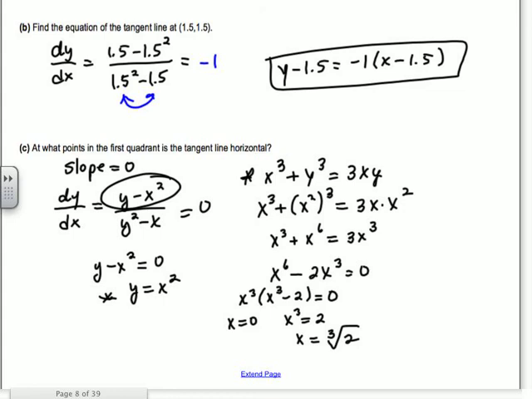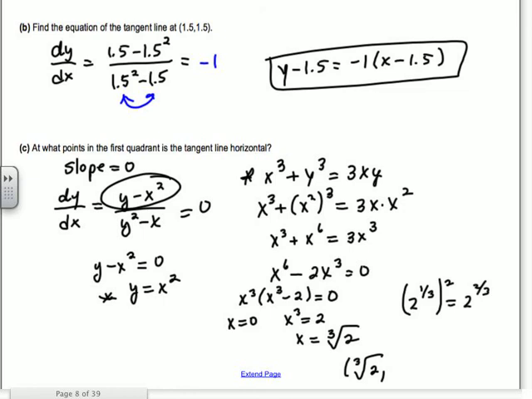Okay. Now notice I said at what points you would go back and find y. But that's pretty easy to do because y is just equal to x squared. So this point would be the cube root of 2. And then since y is equal to x squared, square it. So if I had 2 to the 1/3 and I square it, it's 2 to the 2/3.